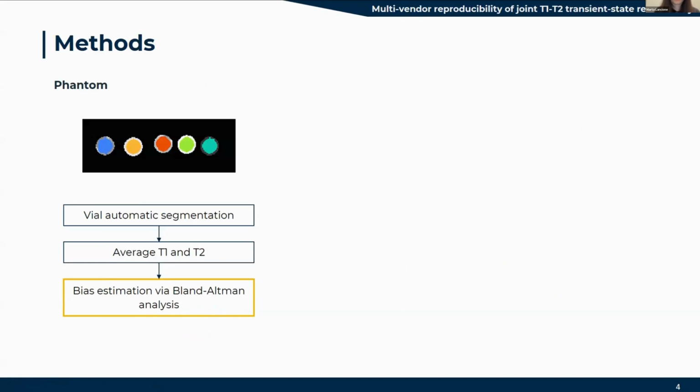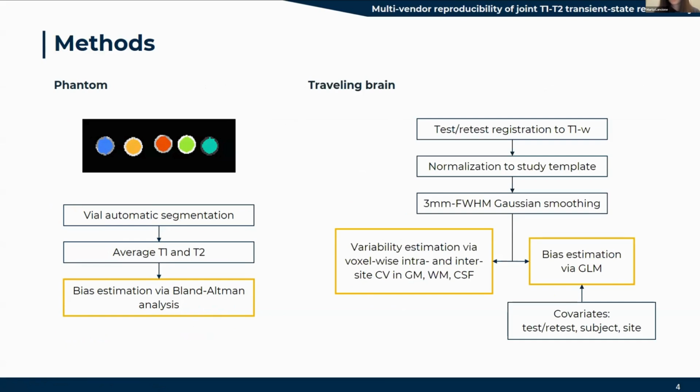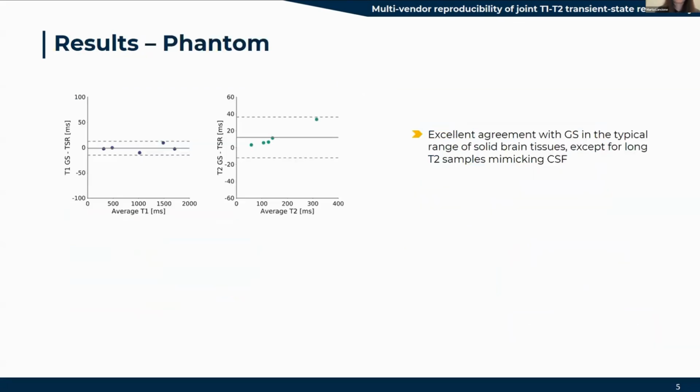For the phantom, we automatically segmented the vials and estimated the bias with a Bland-Altman analysis. While for the traveling brain, we normalized all the images to a study-specific template and then applied a 3 mm Gaussian smoothing. At this point, we estimated voxel-wise coefficient of variation to provide a measure of variability, and then via GLM we estimated the bias. In this case, test-retest, subject, and site were used as covariates.